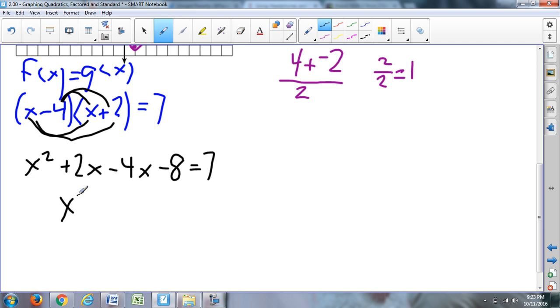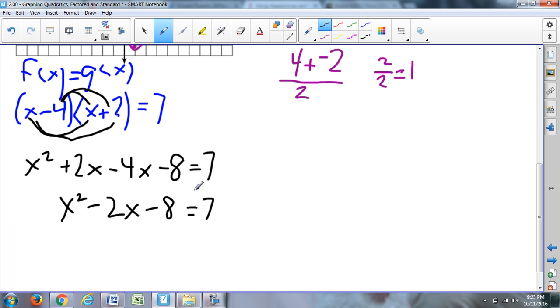So I get x squared minus 2x minus 8 equals 7. All right. We already said that we want the right side to equal 0 because 0 limits the number of combinations we have. It's either one is 0 or the other one is 0.